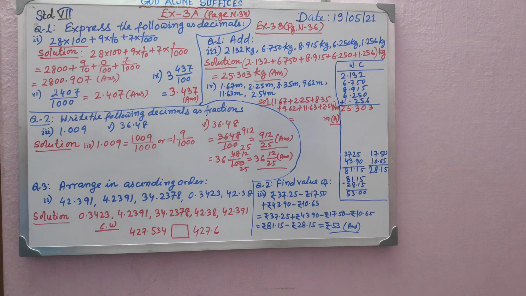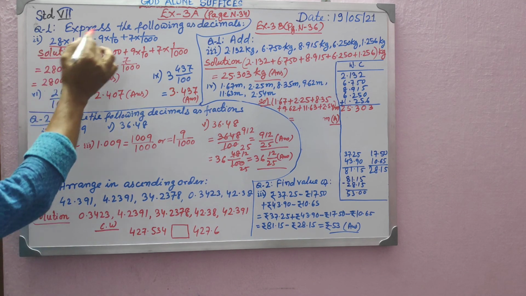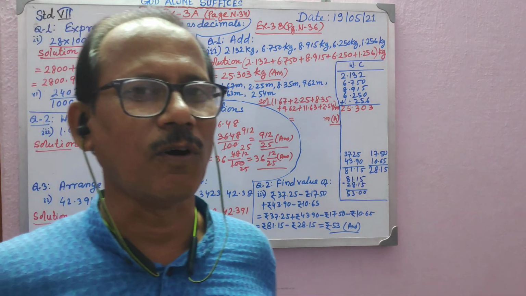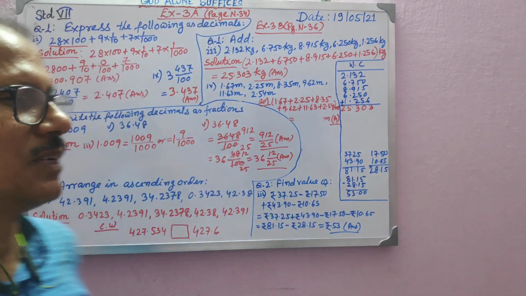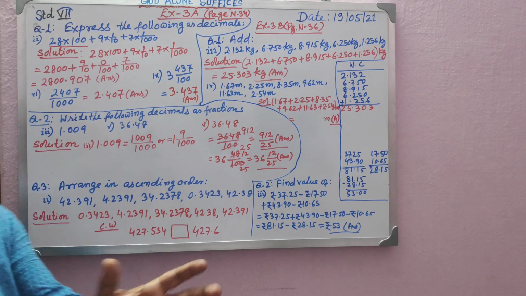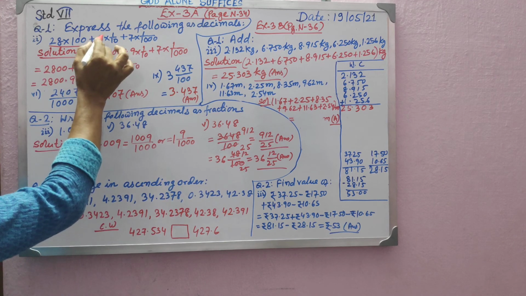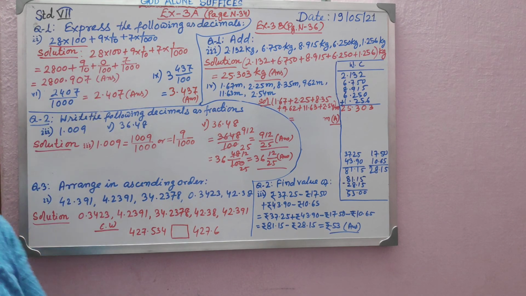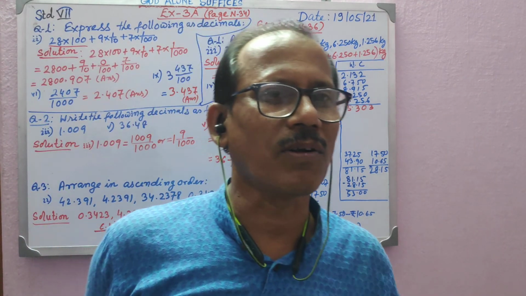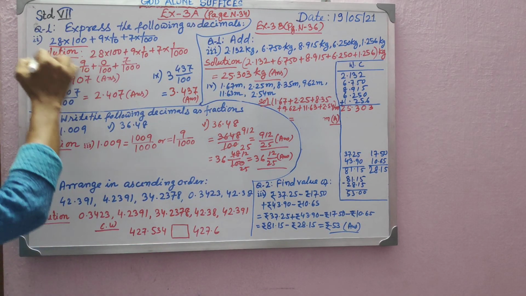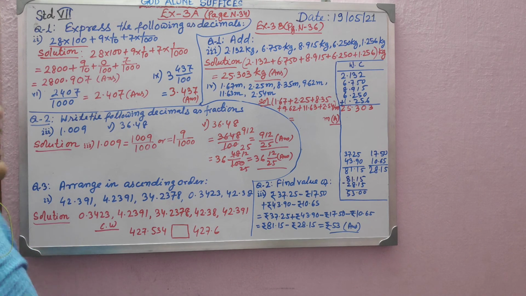Okay, let us do this. I have taken question number 3. Express the following as decimals. The second one is given in expanded form of the decimal. We have to make a compact form: 28 into 100 plus 9 into 1 by 10. Wherever the denominator is a power of 10, that part is the decimal part, and the other part is called the whole number part or integral part.